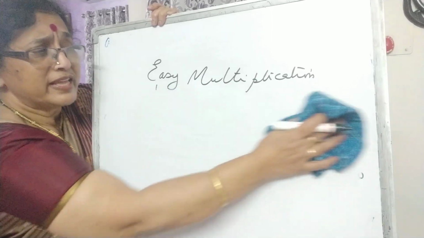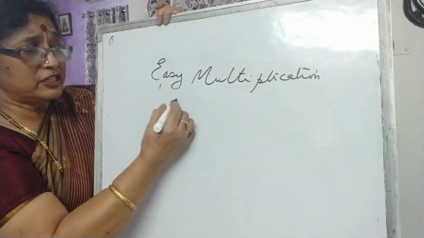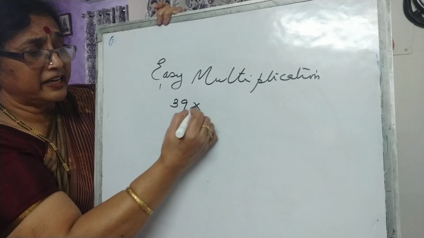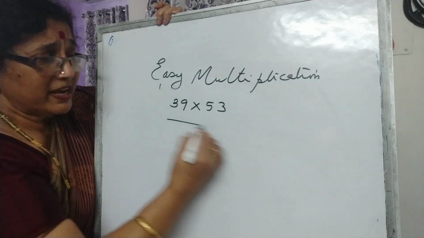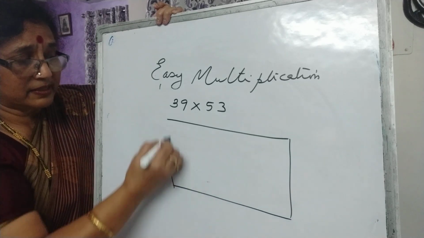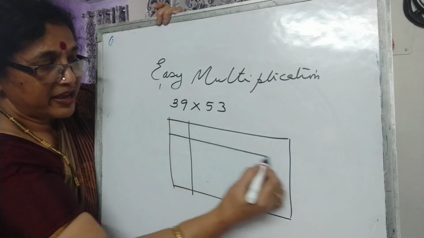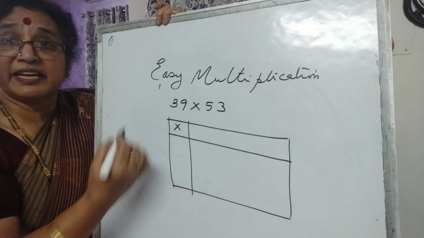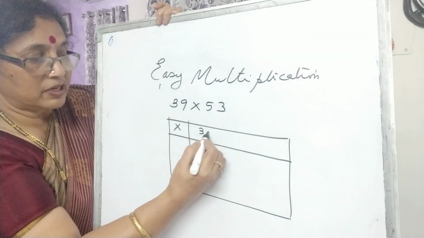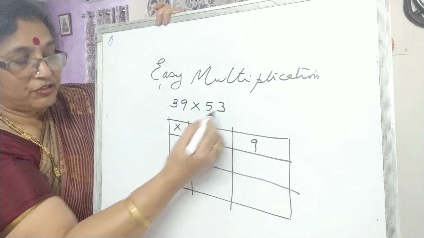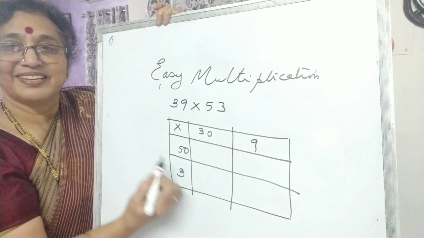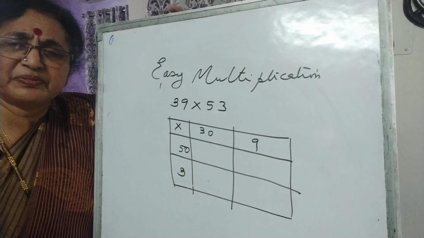Now for the 4th and 5th level, sometimes we teach the block method, 39 into 53. You know the block method? So you make a block like this, right? And then you have the multiplication sign, 39 broken up into 30 and 9. And here we write 53 as 50 and 3. 50 and 3. Okay?